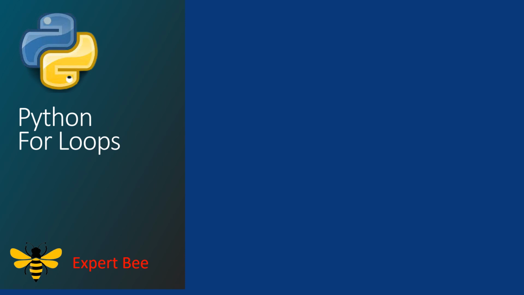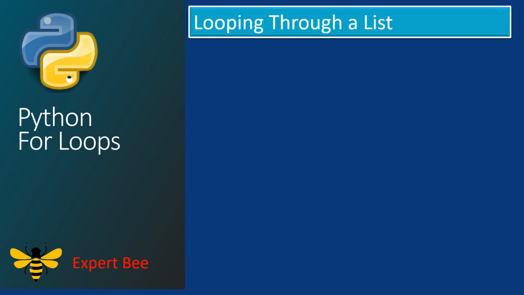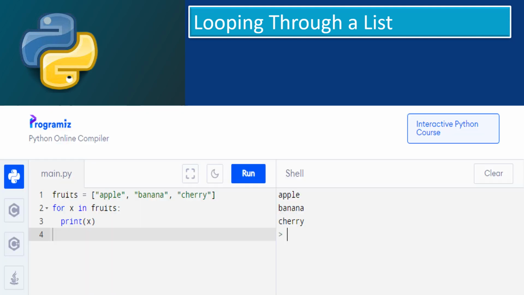Now we will see how to use a for loop with a list. We'll use the online compiler to print each fruit in a fruit list. First, we will create a fruit list. For this, we have to type fruits = [apple, banana, cherry]. This creates a list which has three fruits, that is apple, banana, and cherry.